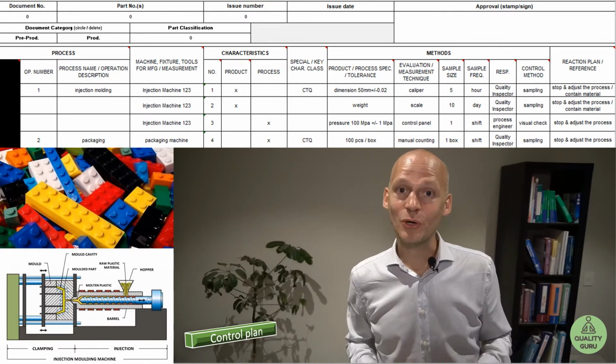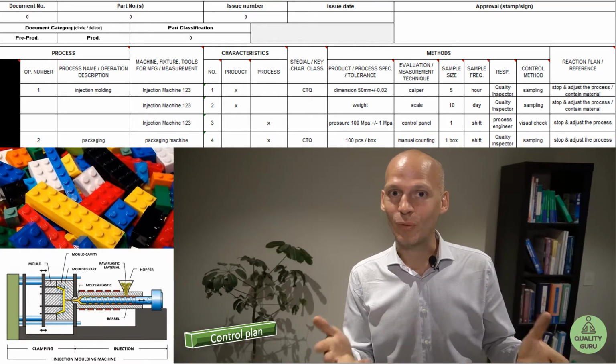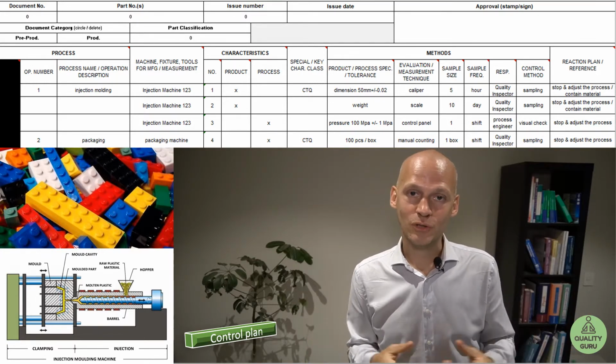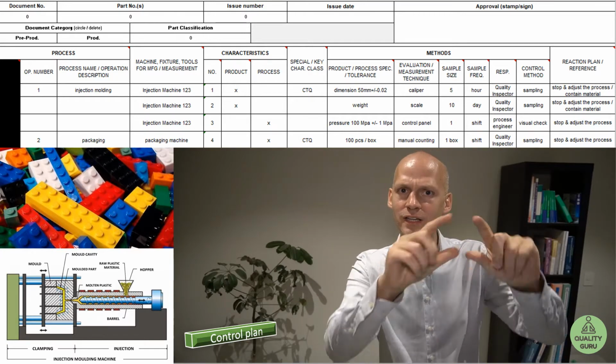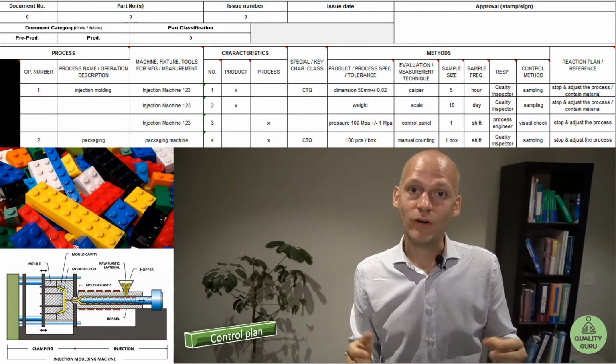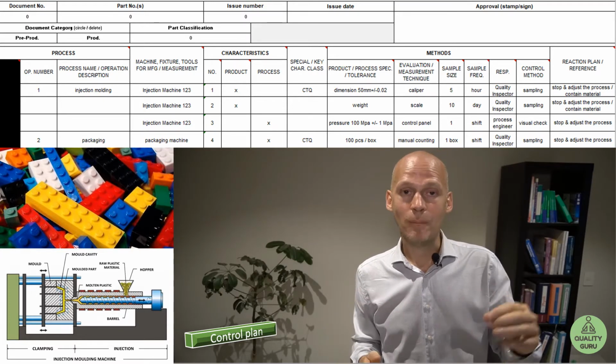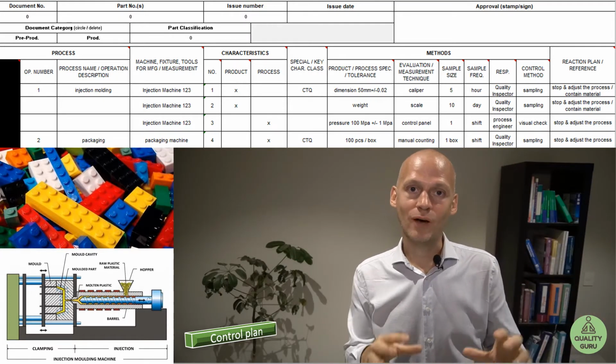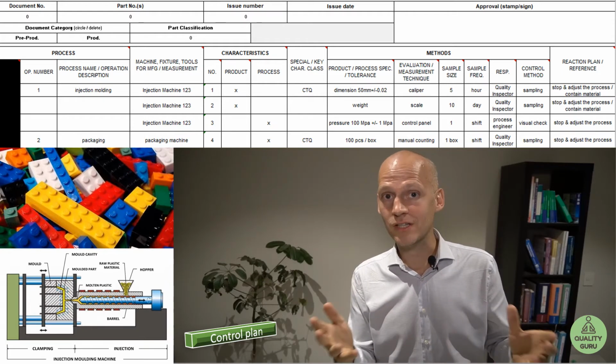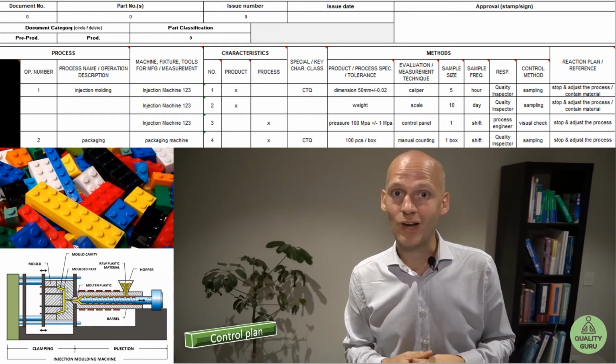And here I show you a basic template for a quality control plan or production control plan, where you can see there's a header where you can fill out a lot of information specific to the project you're dealing with. But what I would like to show you now is how to fill in such a control plan and what the basic logic behind it is.